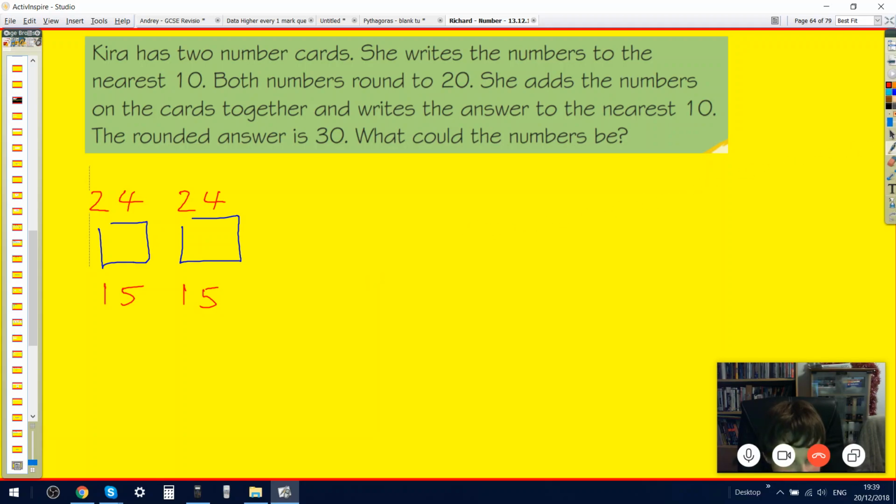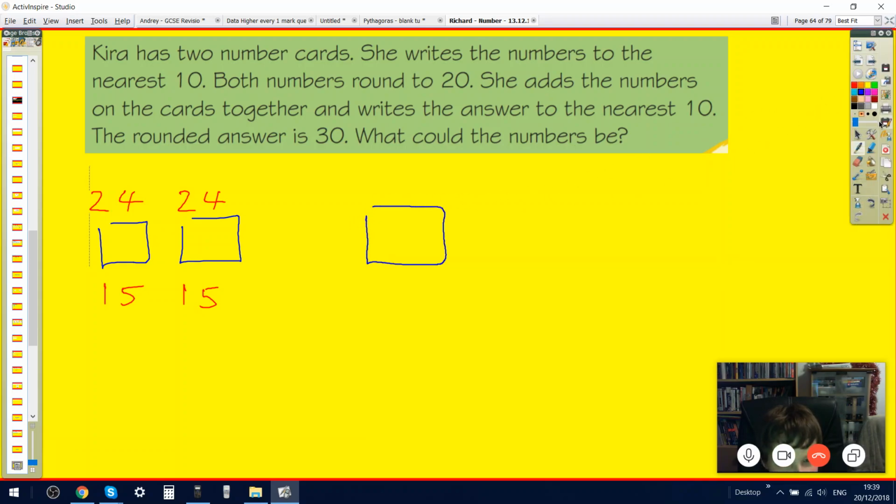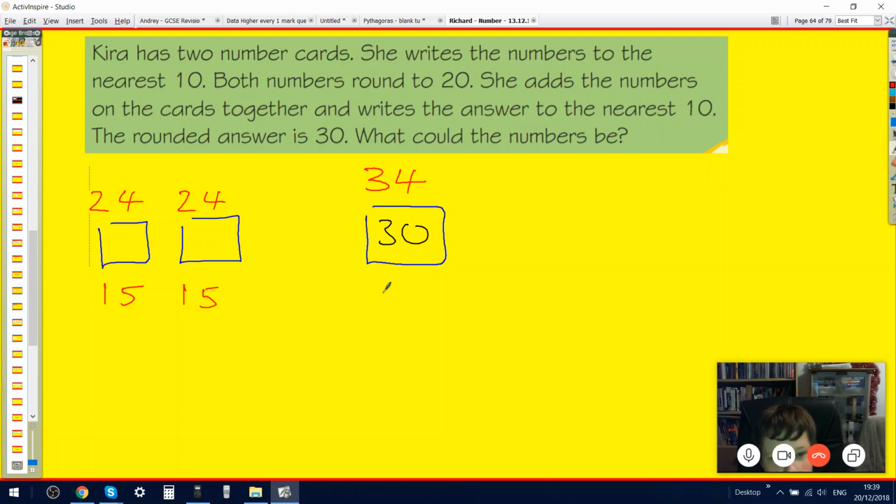Well, let's say 30. Okay. So the rounded answer is 30. What would be the smallest and biggest numbers that round to 30? Well, the biggest number that would round to 30 would be 34. Mm-hmm. And the smallest number that would round to 30 is 25. Okay. So how do we figure out 2 possible numbers here?